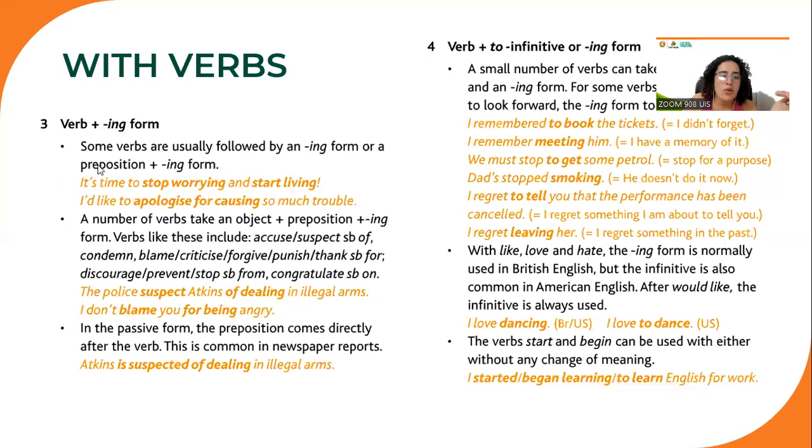So in ing, we use these verbs like stop. It's time to stop worrying and start living. So the verbs stop and start are usually followed by ing. Stop worrying, start living, okay? Or the verb apologize for causing so much trouble, okay? This is usually found with the ing form. Okay, now let's see what verbs can take the object plus the preposition, okay?